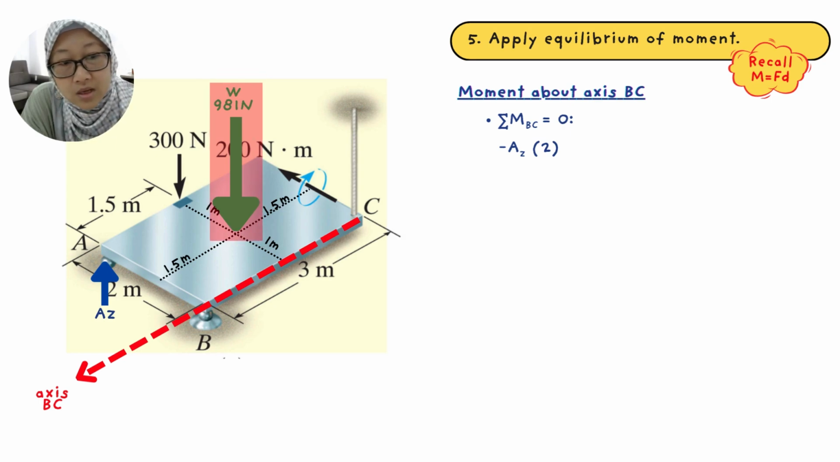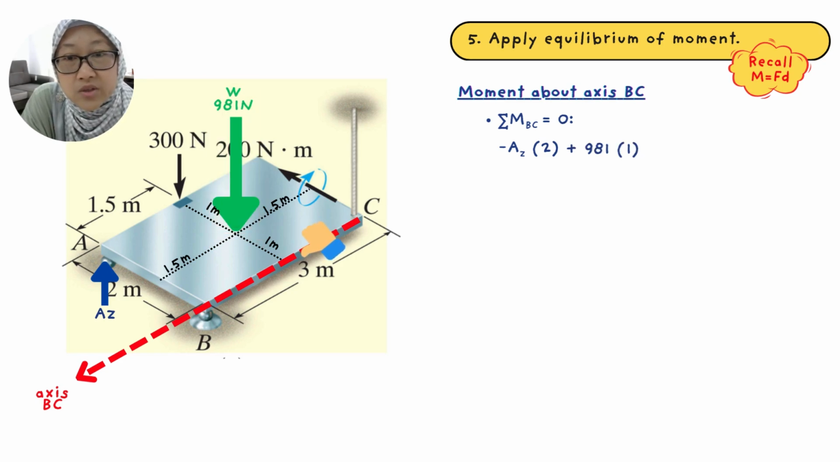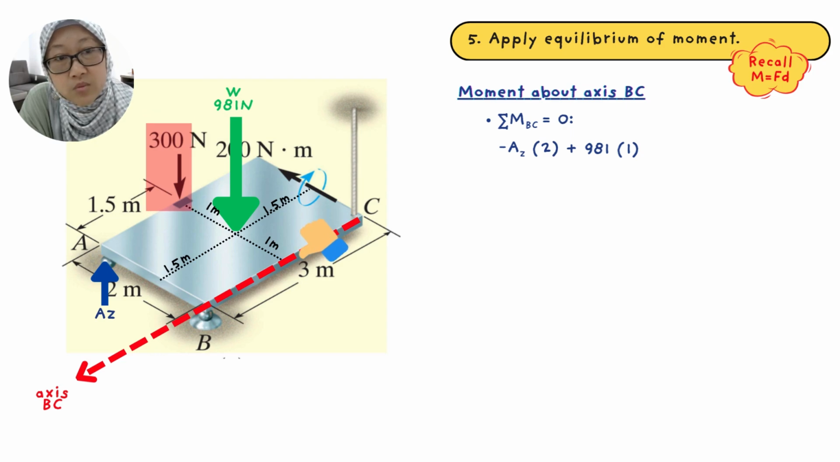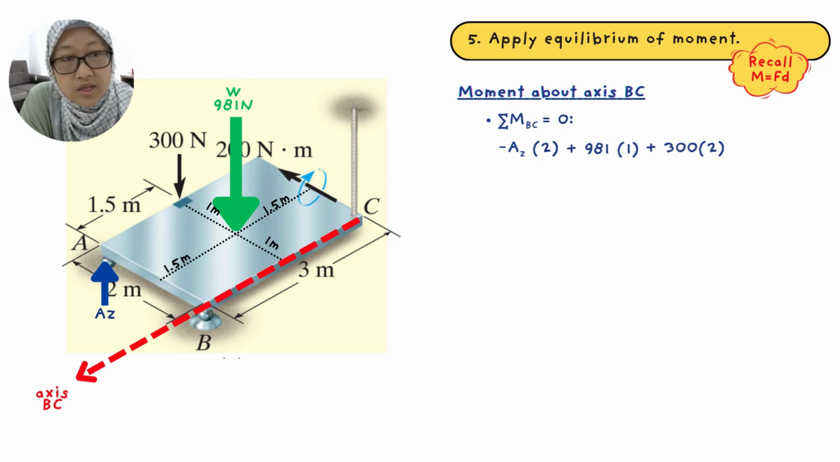981 is pointing downward. It is acting at a distance of 1 meter from the rotation axis of reference. And using your right hand rule, your thumb is pointing to the positive BC axis. So therefore, in your equation, it will become positive 981 multiplied with 1. And similarly, 300 Newton is in the positive moment direction using your right hand rule, and it is acting at a distance of 2 meters from the rotation axis BC. Okay, that's about it. So all that sums up to 0.